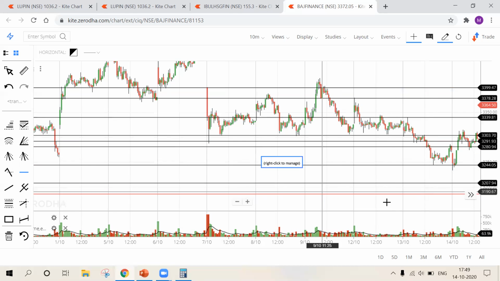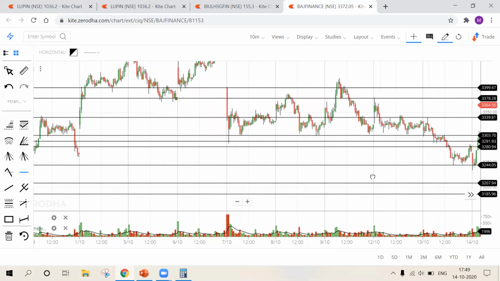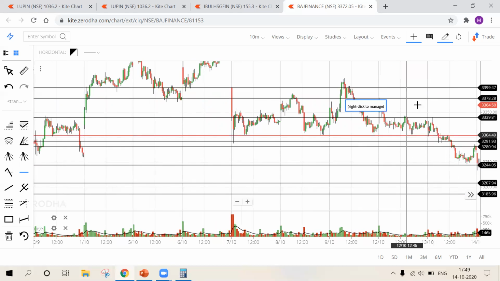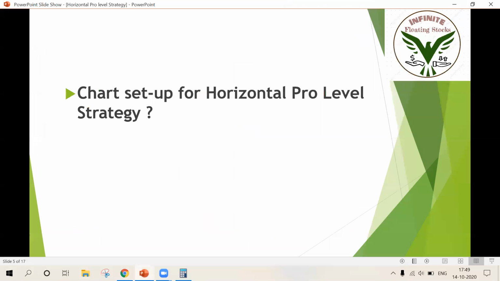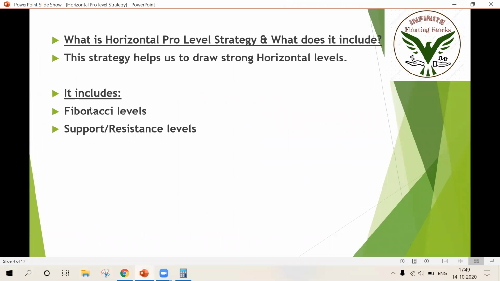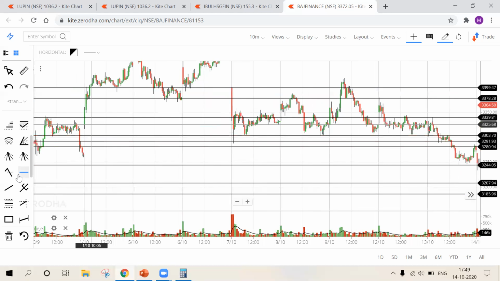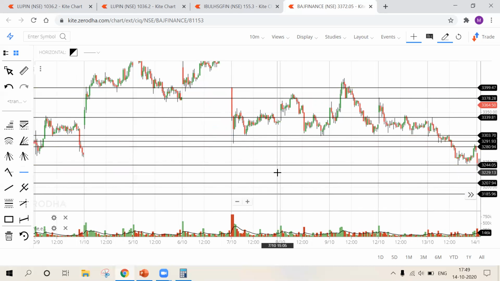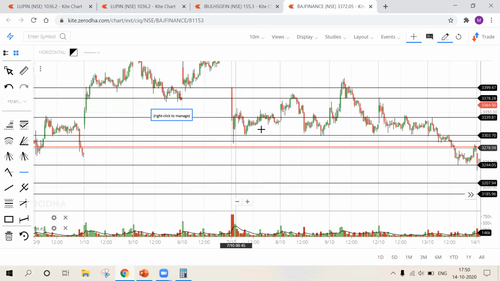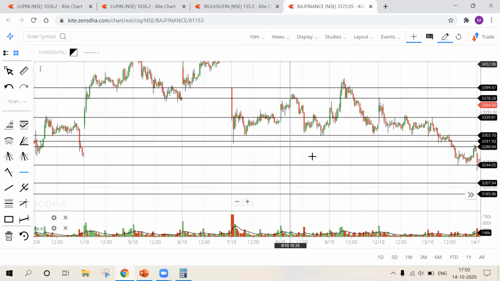Okay, this is previous day's market. Now I'll be drawing support and resistance because I already showed in the slide that I need Fibonacci levels and support and resistance levels. So I'll be using the same horizontal line. Now I'll draw support and resistances in the 10-minute time frame itself. The time frame is 10 minutes. This is a must.